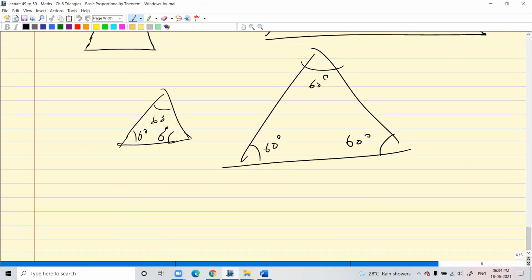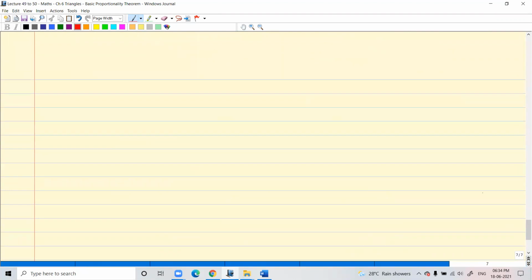Angles should be equal. Okay, very good. And the sides should be in proportion. Yes, the sides should be in the same ratio, which we also call proportional to each other. They should be in proportion with each other.